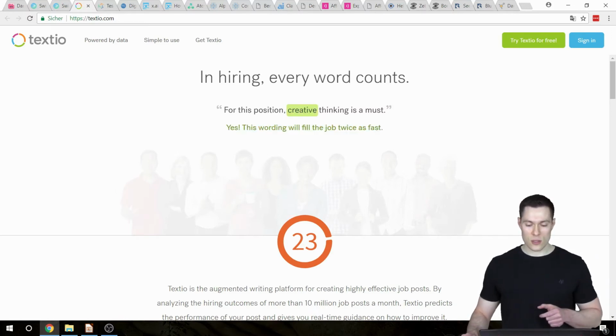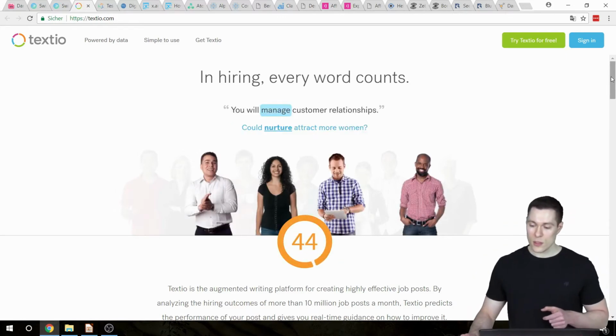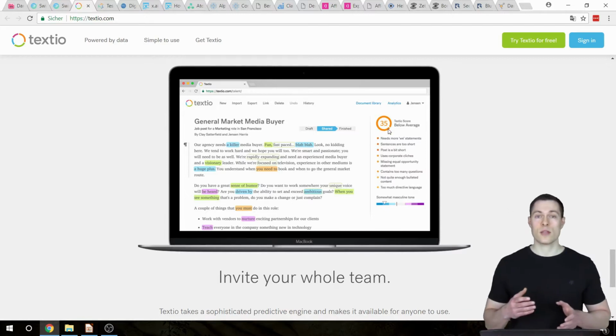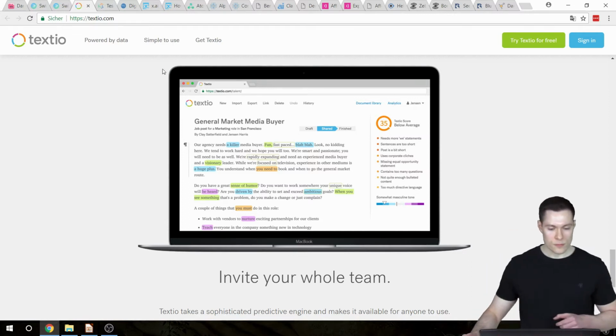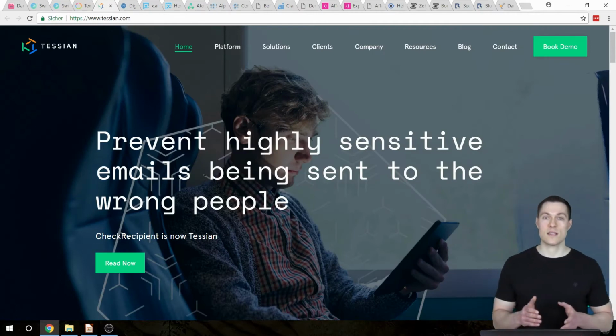And if you then insert that word, your score will improve. And then by going through all those recommendations, you can step by step improve your score, and therefore make your job listing more attractive to potential applicants. So that's Textio. Another interesting example for what you can do with machine learning comes from Tessian.